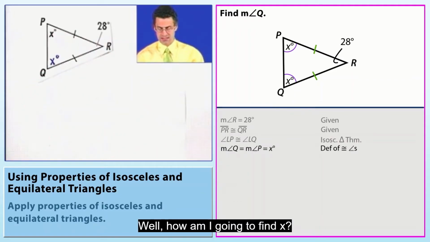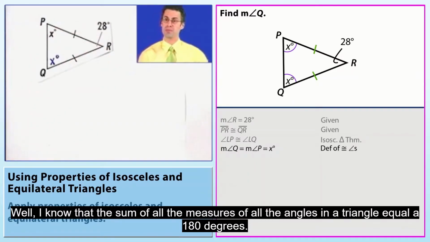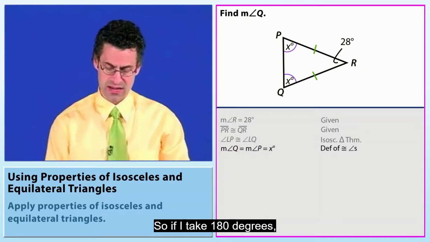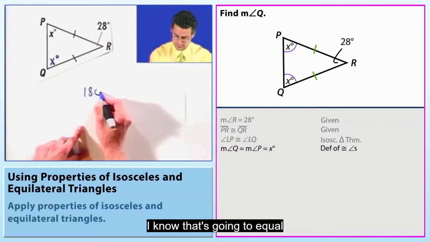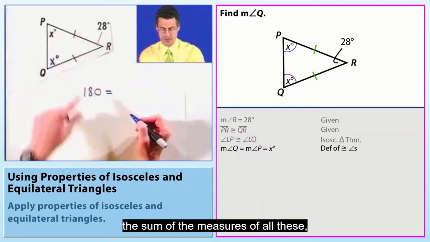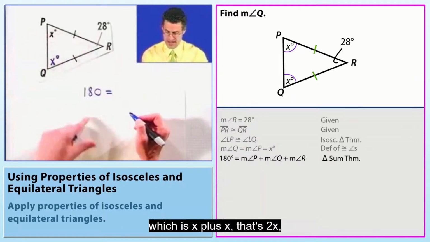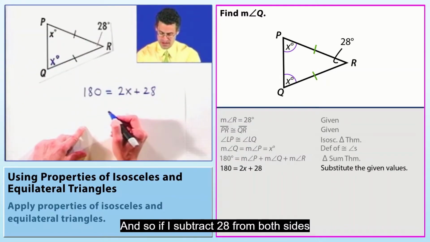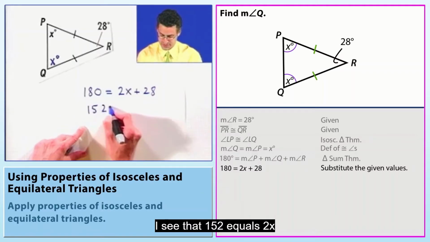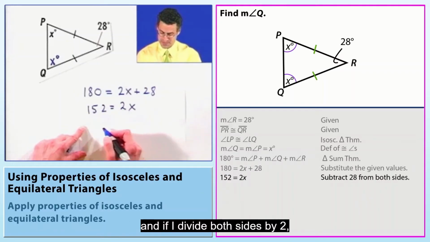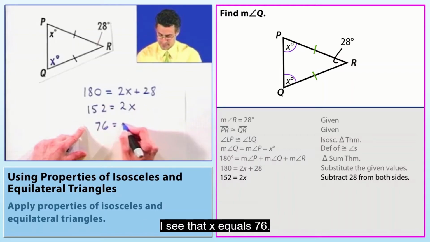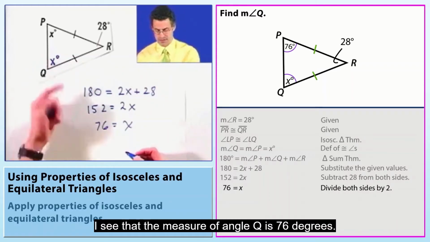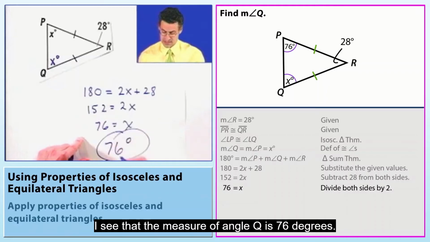Well, how am I going to find x? Well, I know that the sum of the measures of all the angles in a triangle equals 180 degrees. So 180 degrees is going to equal the sum of the measures of all these, which is x plus x, that's 2x, plus 28. And so if I subtract 28 from both sides, I see that 152 equals 2x. And if I divide both sides by 2, I see that x equals 76. And so in the context of our problem, the measure of angle Q is 76 degrees.